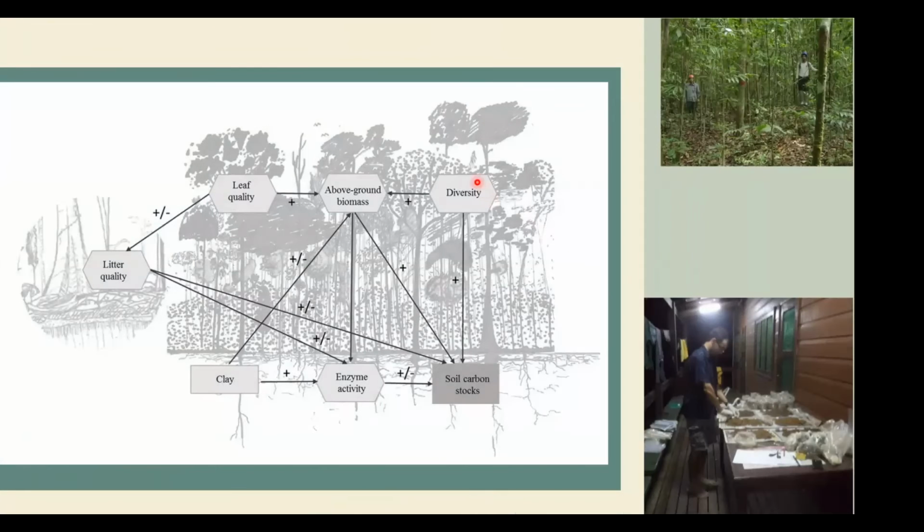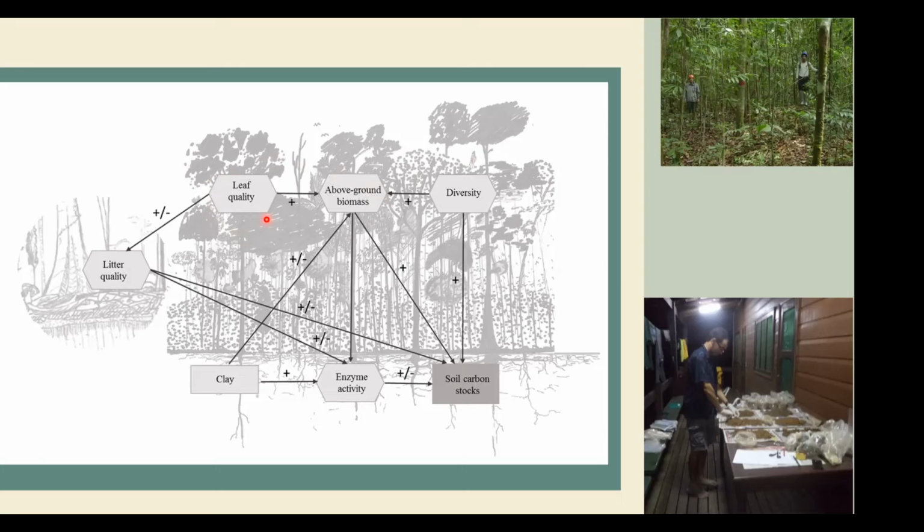So we established this kind of conceptual model. We use a statistical method called structural equation modeling to try to establish effects between these components. We measured different kinds of diversity in this forest, like channel diversity, height diversity. We measured all the above ground in these 1 hectare plots. We measured the leaves.